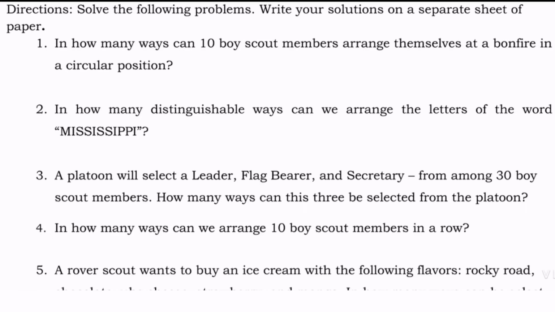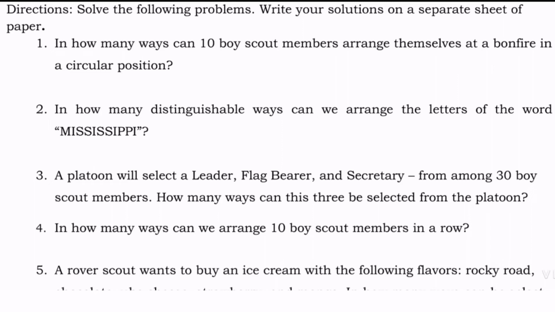Solve the following problems. Write your solutions on a separate sheet of paper. Number 1. In how many ways can 10 Boy Scout members arrange themselves at the bonfire in a circular position? The answer is 362,880. Number 2. In how many distinguishable ways can we arrange the letters of the word Mississippi? The answer is 34,650.